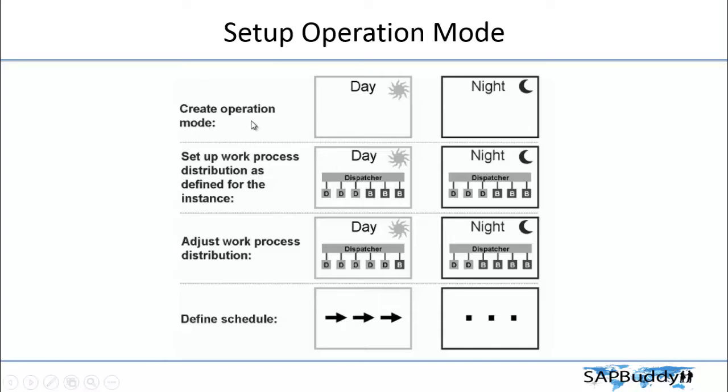First we need to create an operation mode, this kind of a container. Then we need to set up the distribution method inside this operation mode. Then we need to adjust the operation mode and define the schedule. Let's look into this in the system itself. It's actually quite easy to do this. Let's go to our SAP system and see how we can set up this operation mode.